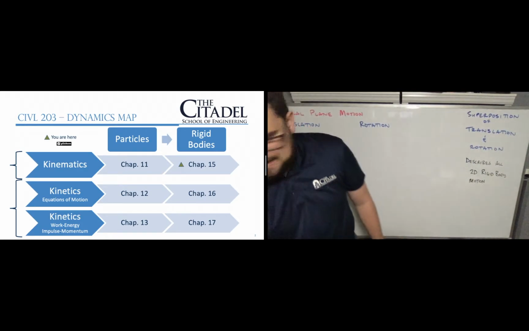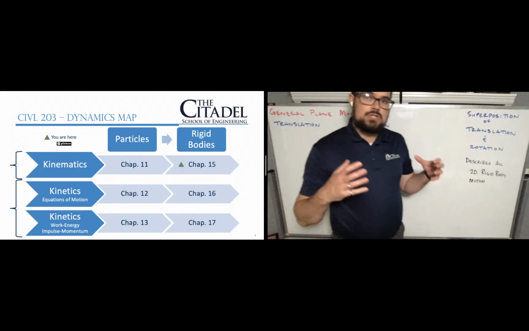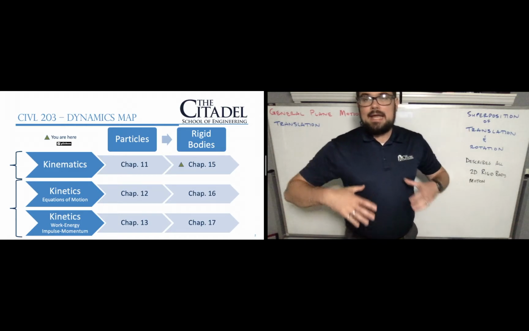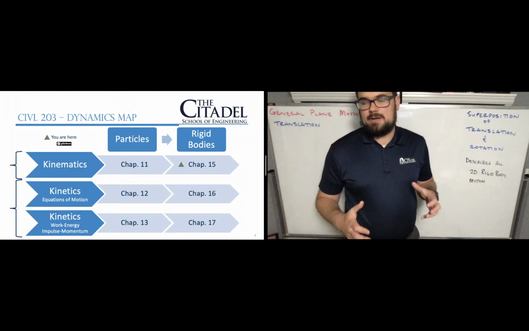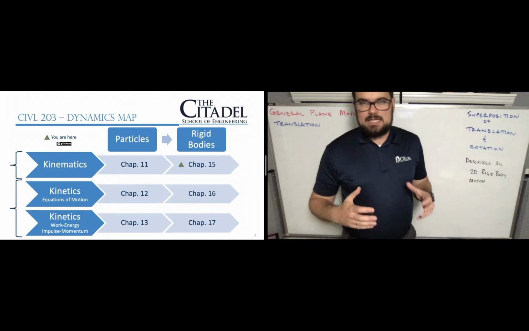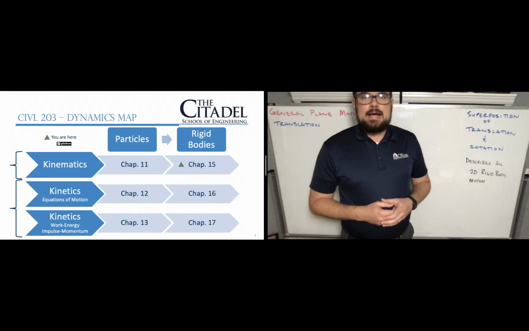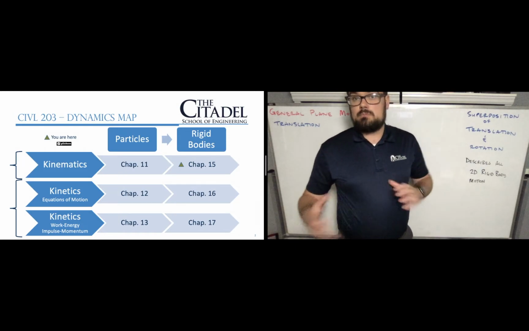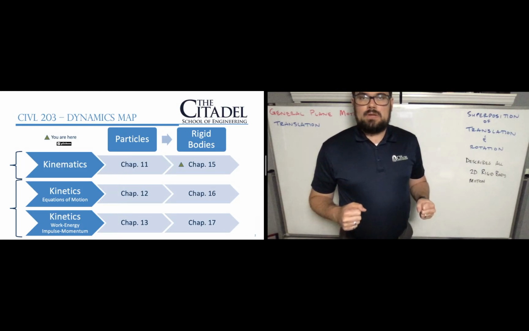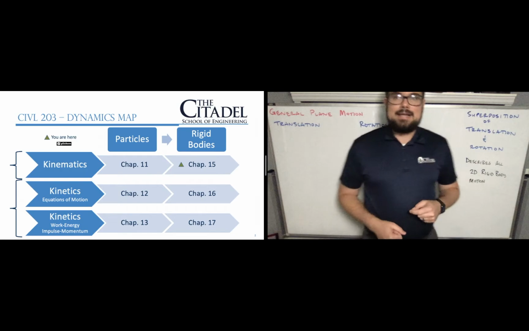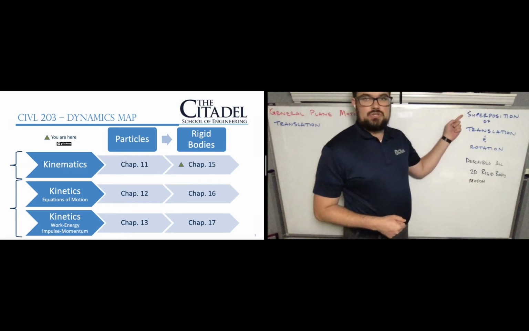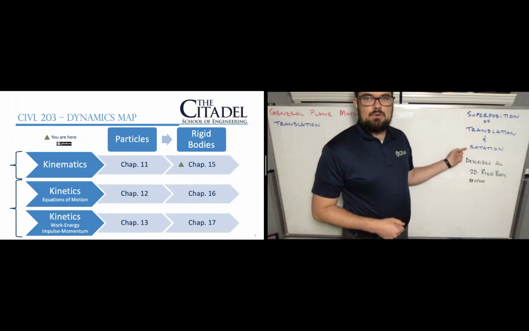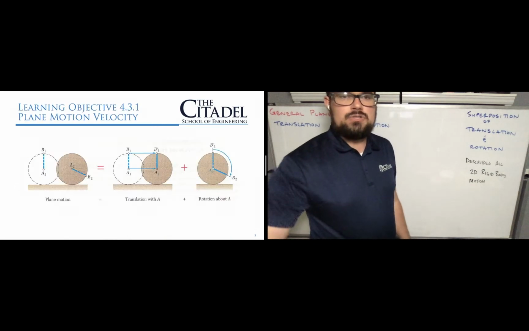And the basic idea here is that we want to be able to look at any body in 2D and keep track of all the points on the body, what their position, velocity, and acceleration are, whether it's translating, rotating, or doing both at the same time. And so to do that, we combine superposition. The superposition of translation and rotation will let us describe all 2D motion.